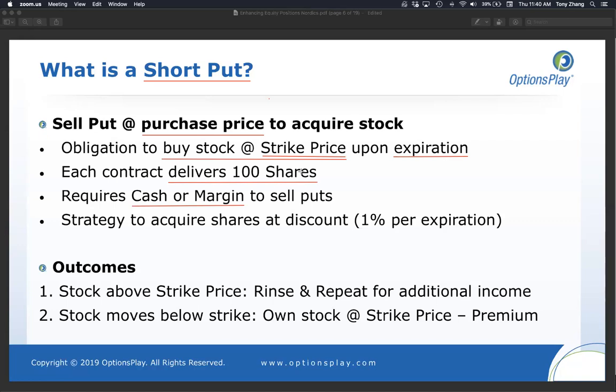But the one thing about selling a put that's different from a limit order or a market order is that when you sell a put, you get paid some income, meaning the cash that you need to put up to sell that put will pay you some income. And that income will allow you to acquire your shares at a discount. And usually that discount is about 1% per expiration cycle.